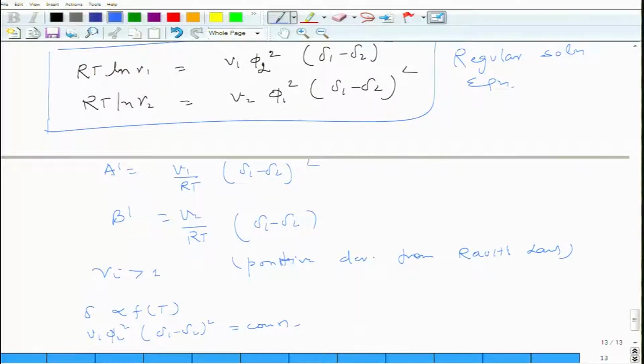So with this I will stop here, okay, and in the next lecture I will start polymer solution followed by a set of examples which would illustrate the concepts shown here, and that would be the end of this course.